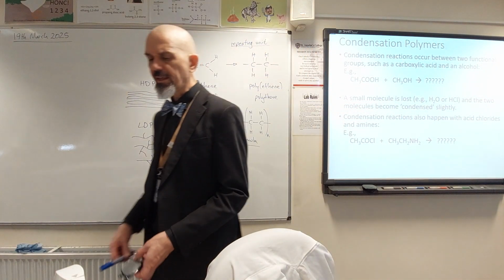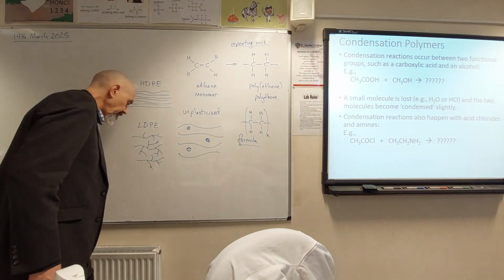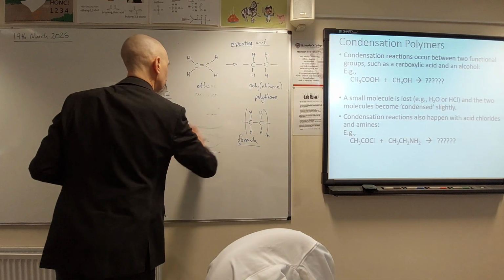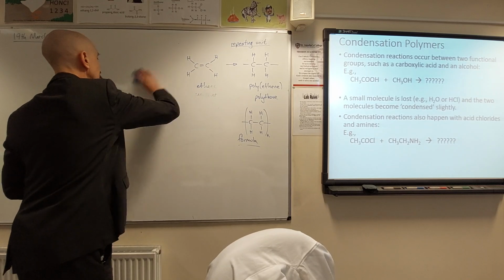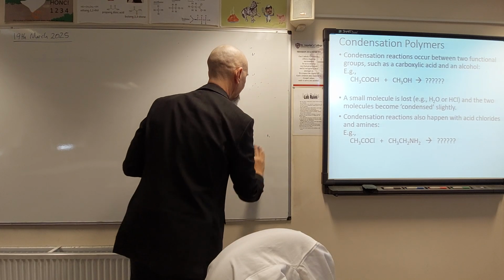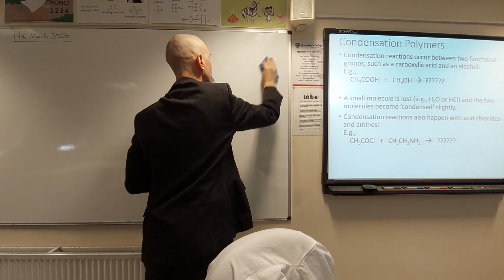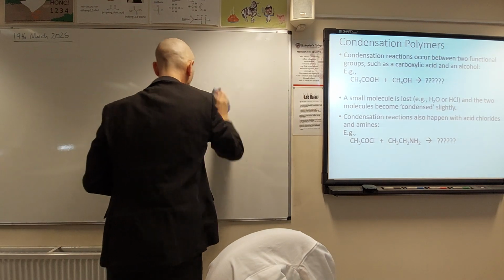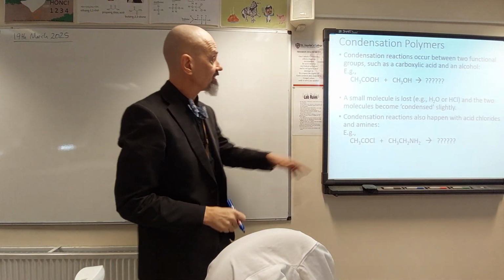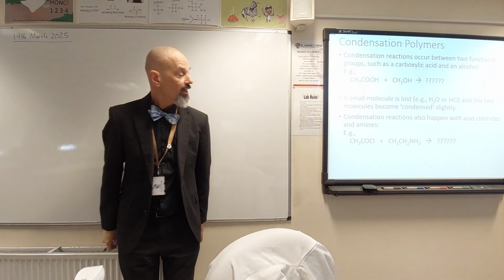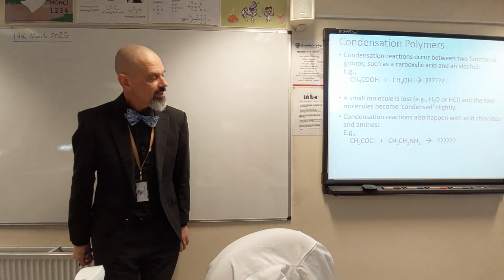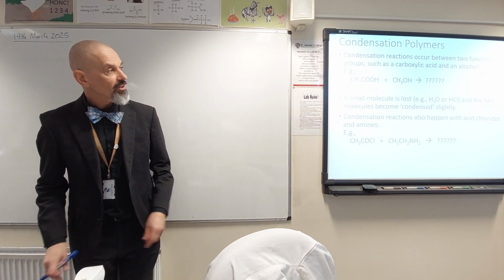Okay, so that was a quick whistle-stop tour through addition polymers. Condensation polymers are made by condensation reactions, and we talked about various types of condensation reaction. The two that you should know about are where we react an alcohol with a carboxylic acid or a carboxylic acid derivative, and then an amine with a carboxylic acid derivative. So got a couple of reactions there.